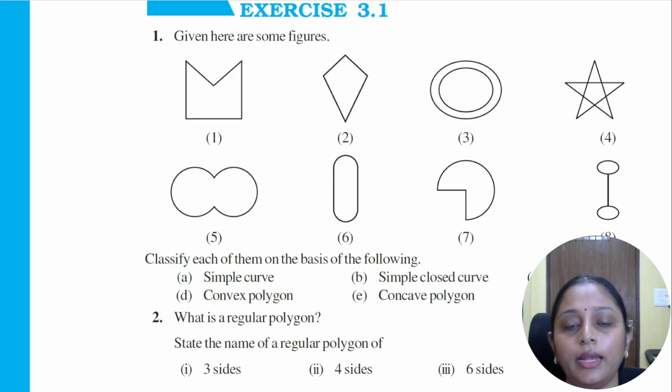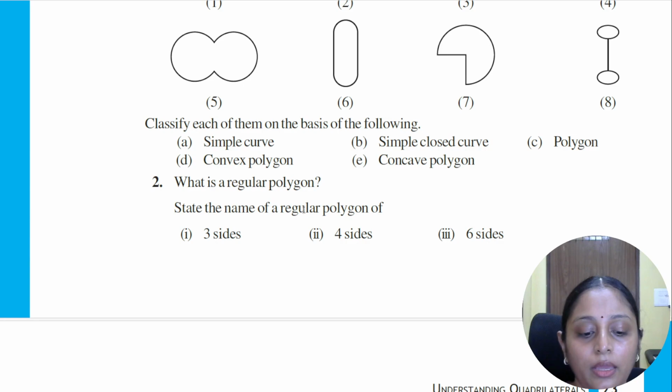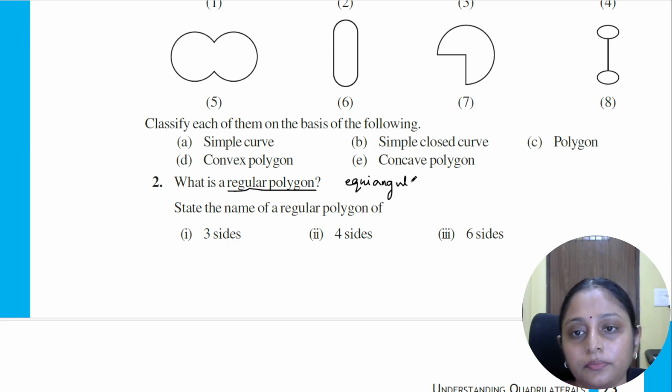Okay, next, coming to the next one, they're asking us what is a regular polygon. Now we have already seen the definition of a regular polygon. A regular polygon is a polygon which is both equiangular and equilateral, right? This is your regular polygon.